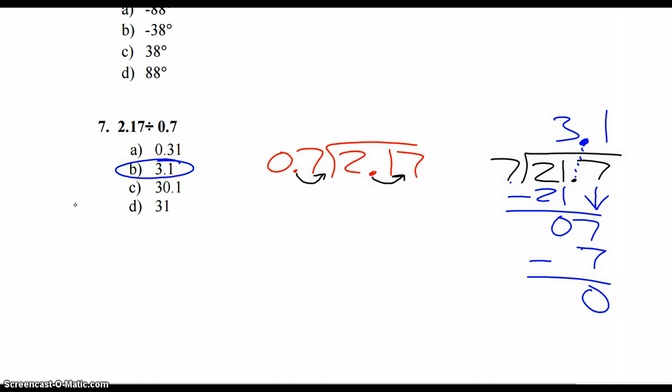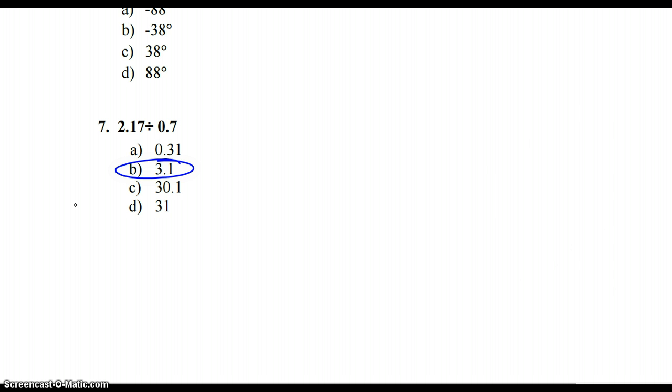Another way you could check that is to take 3.1 times 0.7, and when you do that, you'll get 2.17. Or you could have taken any of those numbers and done that and seen which one matched up. But that's the direct way on how to get that answer.